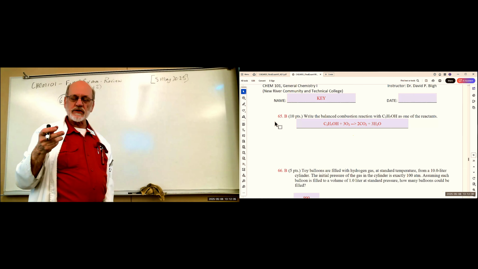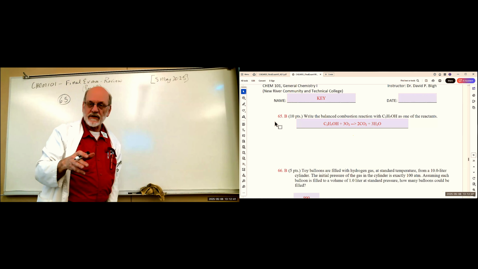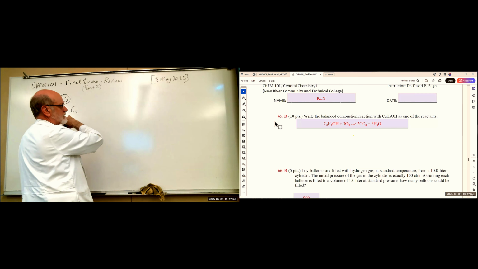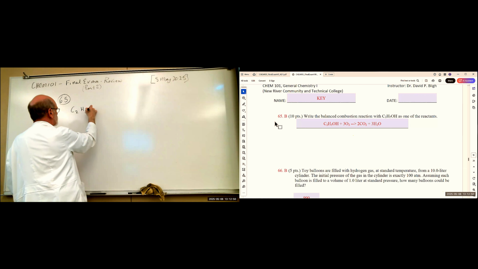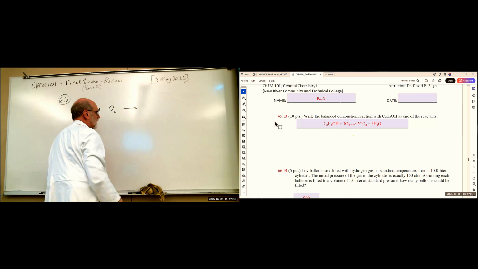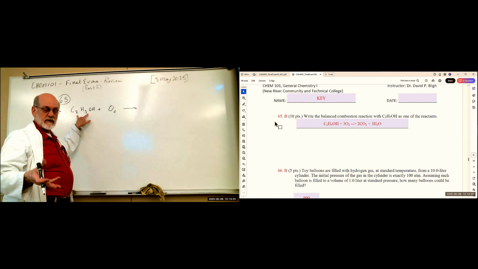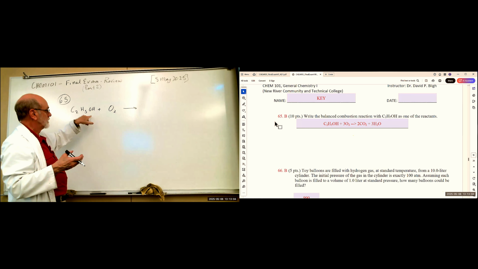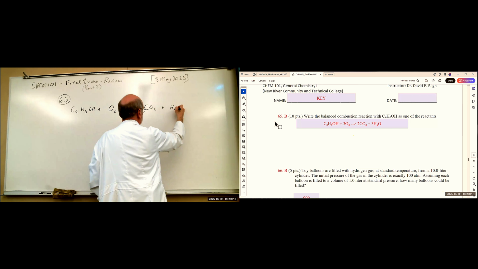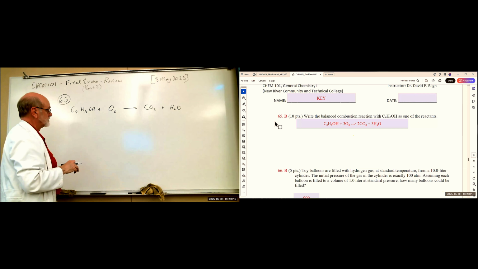65 requires that you understand what is meant by combustion. C2H5OH is ethanol. Combustion requires oxygen. And whenever you combust either a hydrocarbon or an organic compound with oxygen, you can expect to get carbon dioxide and water. That's your starting point.